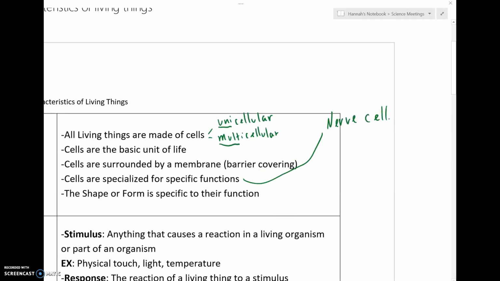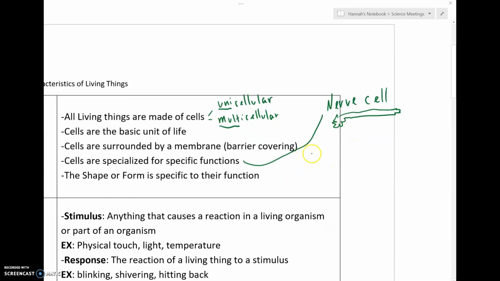For example, a nerve cell is used to pass communications from your brain to all sorts of different parts of your body. And so because it's passing information, it's generally pretty long and skinny. It's a pretty bad drawing, but it's long and skinny because it's almost like they're set up to be a highway to pass information from one place in your body to the next.